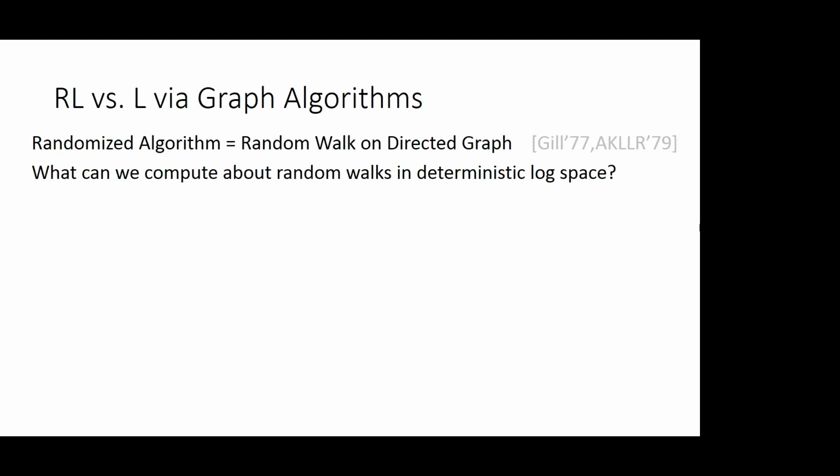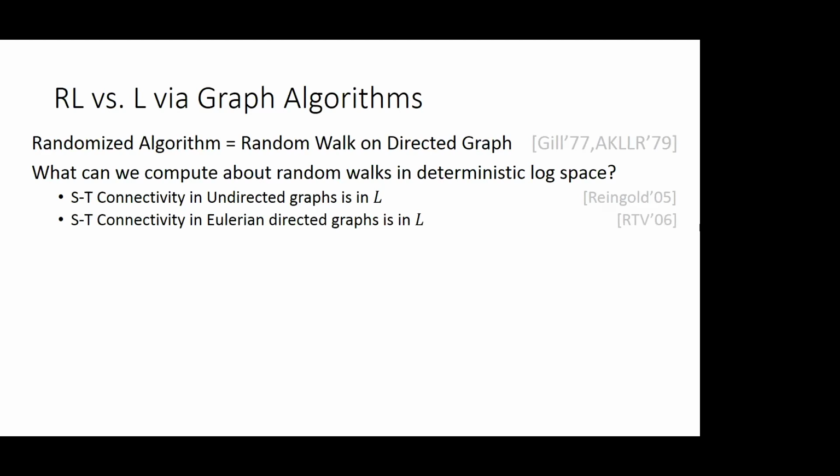But this naturally raises the question of, more generally, what we can compute about random walks in deterministic log space, as a warm-up to actually de-randomizing algorithms. What's known is that you can solve ST connectivity in undirected graphs in deterministic logarithmic space. That's a result of Reingold. Like I said, it's in undirected graphs. A little bit later, it was shown that not just in undirected graphs, but in Eulerian directed graphs, you can also solve ST connectivity in deterministic log space. So this is kind of interesting, right? It's another example of where Eulerian is actually helpful.